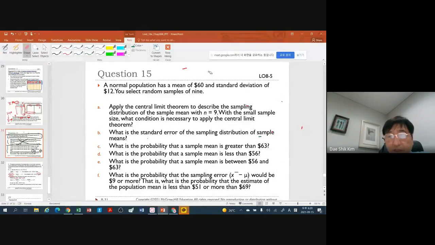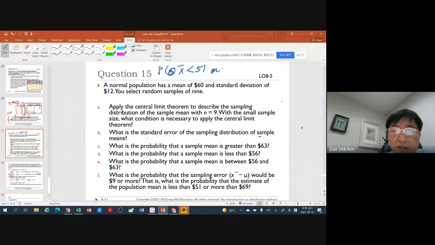The last question is, what is probability P? X bar is 9 or more away from 60: X bar is less than 51, or X bar is bigger than 69. Do you understand? So the average is 60 here, and it is normally distributed.